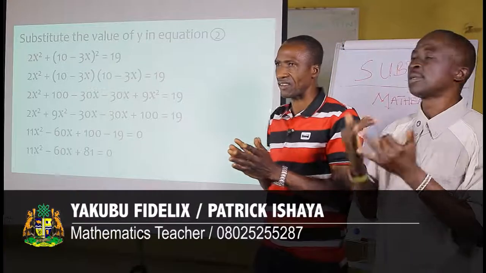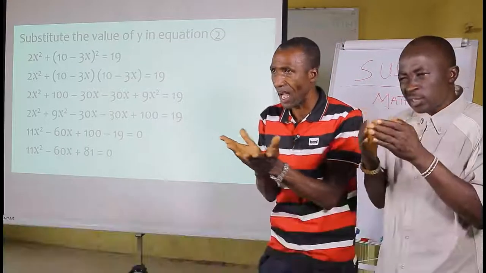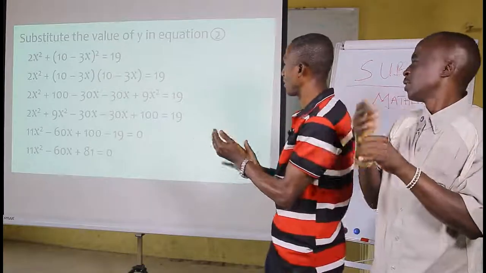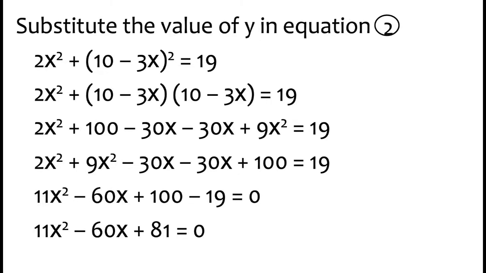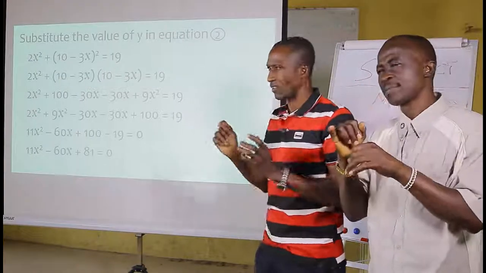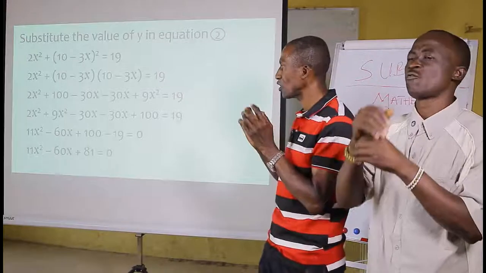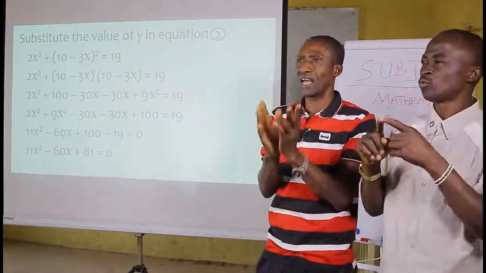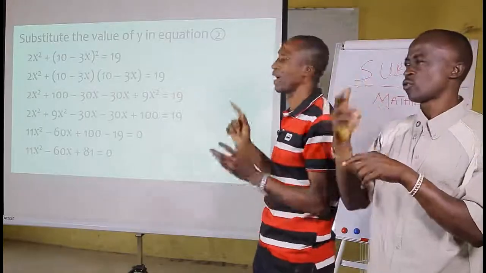Now, what follows next is I collected the like terms. That becomes 2x squared plus 9x squared minus 30x minus 30x plus 100 equals 19. 2x squared plus 9x squared, just like 2 pencils plus 9 pencils, will give you 11 pencils. So 2x squared plus 9x squared gives 11x squared.